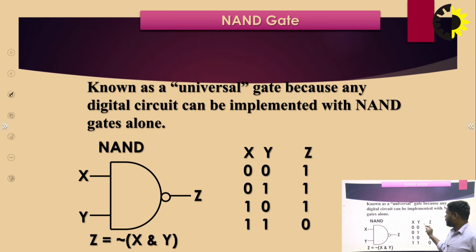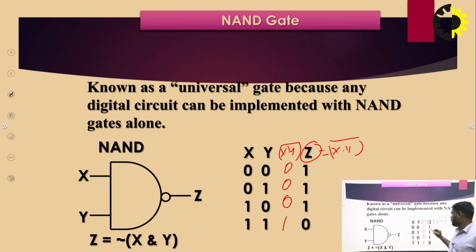The values of X and Y are 0 0, 0 1, 1 0, 1 1. If we find X dot Y: 0 0 0 1. So we have to find the complement of that. So that is z, where z equals the complement of x dot y. Zero's complement is 1, zero's complement is 1, zero's complement is 1, one's complement is 0. This is the NAND gate.